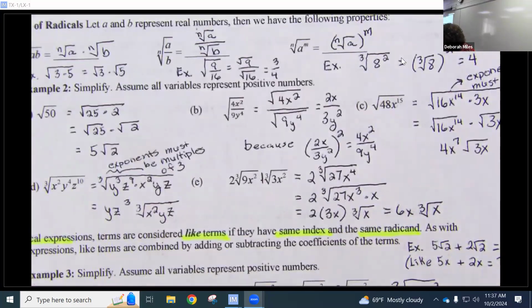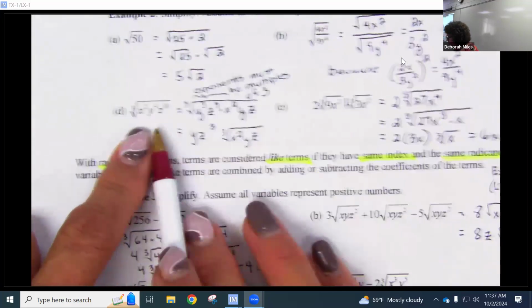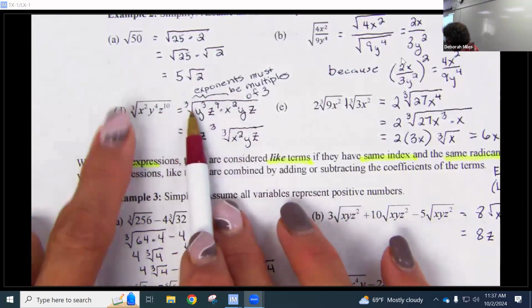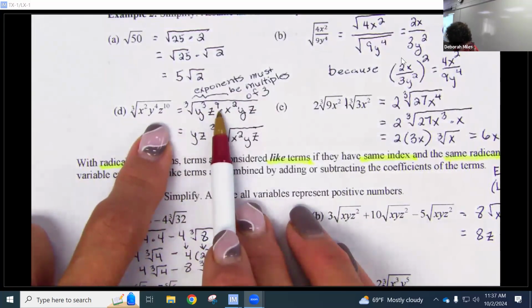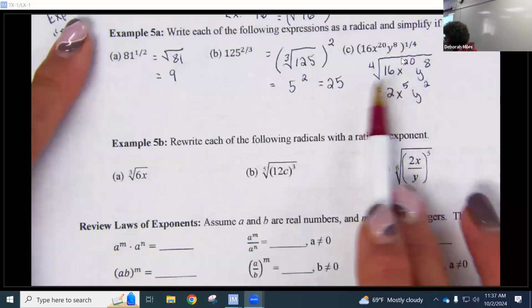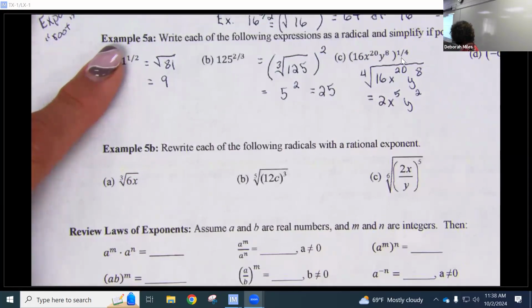So really, on the previous page, when we were simplifying the D and the E parts, we said to simplify a cube root, all of the exponents must be multiples of 3. To simplify a 4th root, the exponents need to be multiples of 4. And you just take 1/4 of the exponents, or divide each of the exponents by 4.